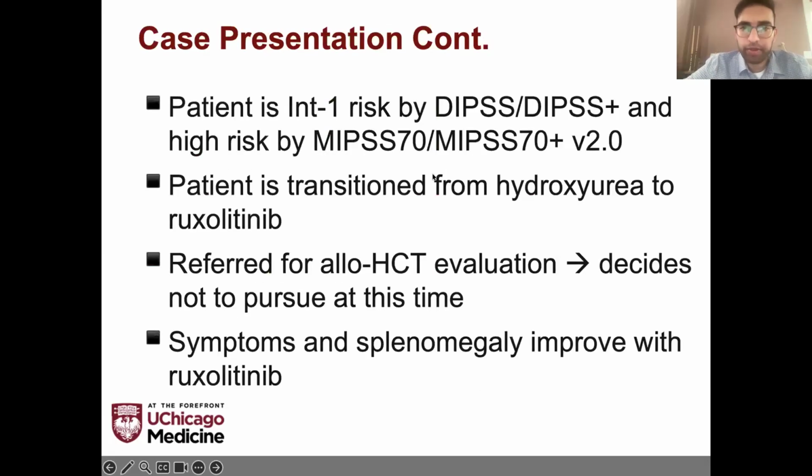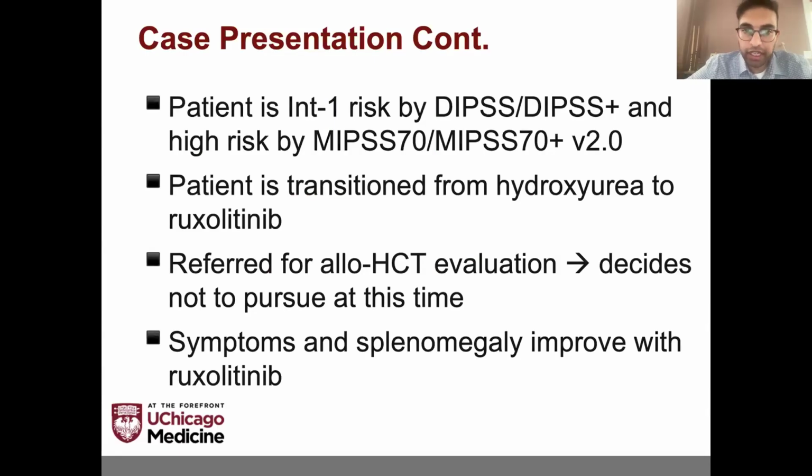Let's go back to our patient. So as a reminder, this is a patient with polycythemia vera. Their disease has progressed to myelofibrosis, and we have now risk stratified this patient. They have intermediate 1 risk by the DIPSS+, which is an older risk score, and high risk by one of our molecular risk scores, the MIPSS70 version 2.0.